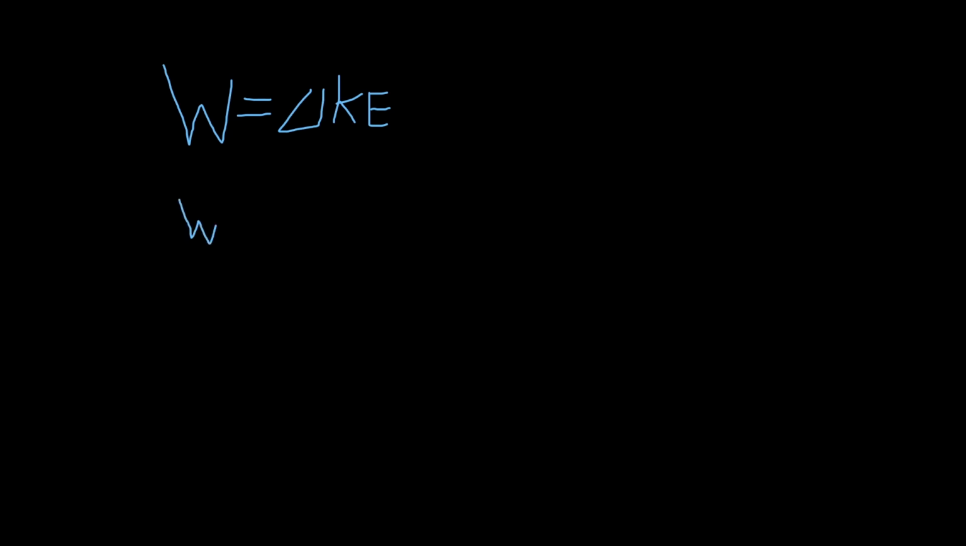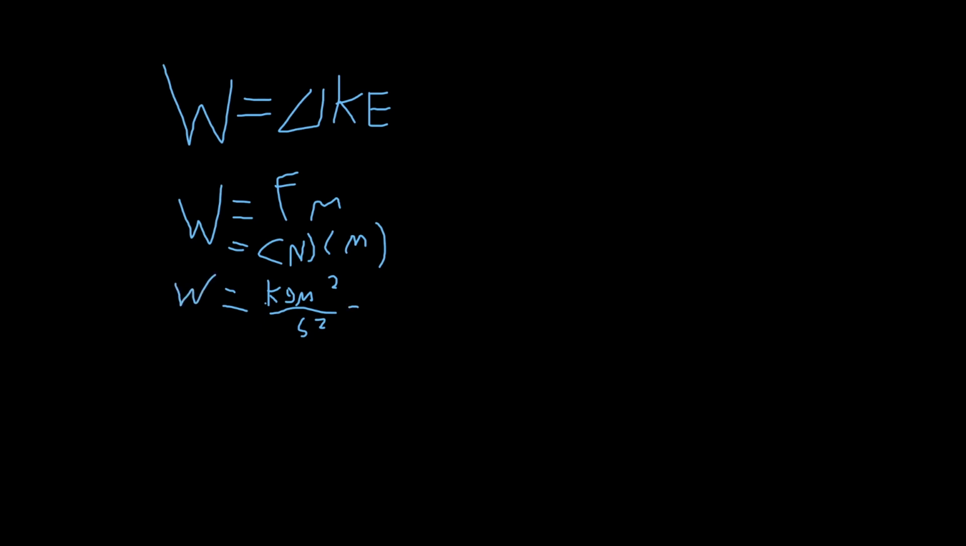As for the units of work, if we go back to our formula from before, we have work equals a force times a displacement, which will give us newtons times meters. And if we break it down into its components, we get kilograms times meters squared over seconds squared, and this is also known as joules. So we will be calling the units of work joules.